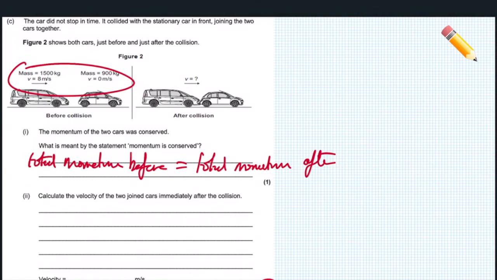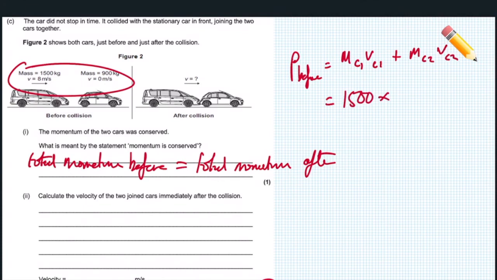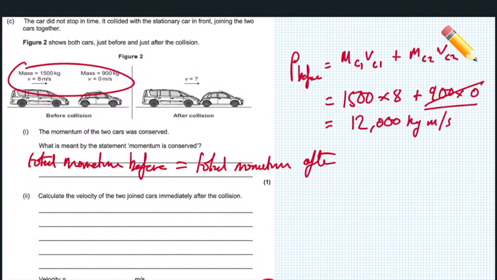This is a 3-mark question, so there's a couple of steps to this. So momentum before equals the mass of car 1 times the velocity of car 1 plus the mass of car 2 times the velocity of car 2, which gives us 1,500 times 8 plus 900 times 0. Well, 900 times 0 is 0, so we can ignore that. So 1,500 times 8 is 12,000 kilograms meters per second.